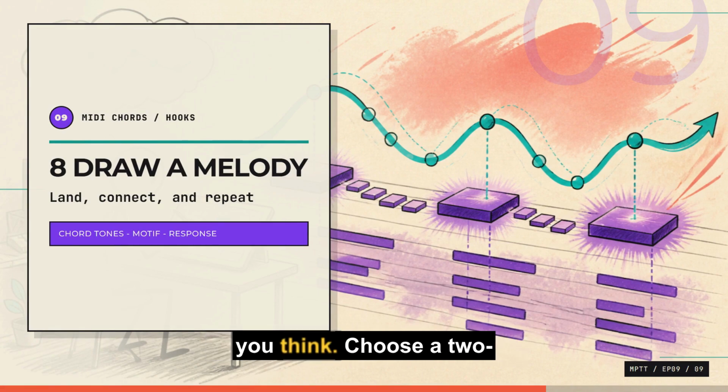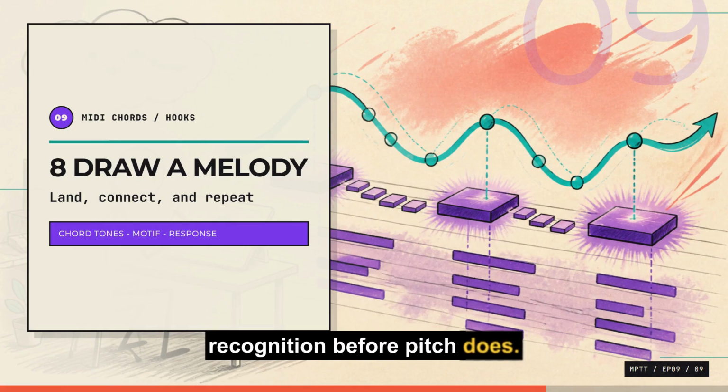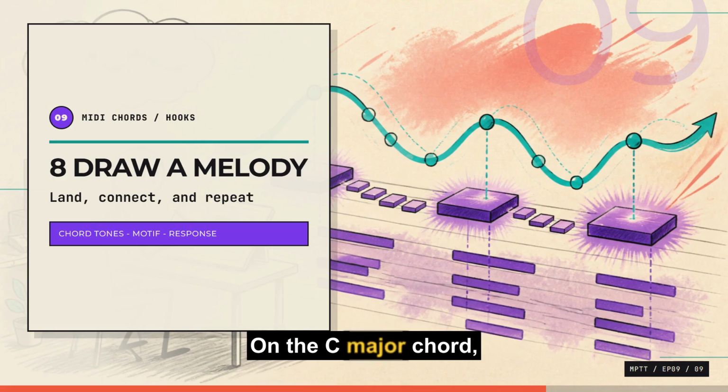Start smaller than you think. Choose a 2 or 3 note motif with a clear rhythm. Rhythm often creates recognition before pitch does. Chord tones are stable landing points because they belong to the harmony underneath. On the C major chord, C, E, and G are strong options.